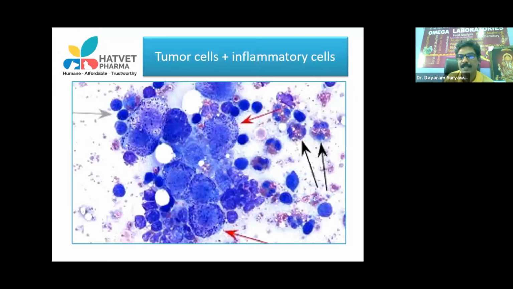Now here we can see some inflammatory cells along with the tumor cells. You can see the cytoplasm to nuclear ratio has become much wider, and no doubt there are inflammatory cells. Neutrophils are there, some of the round cells are lymphocytes, and some RBCs are there. So tumor cells plus inflammatory cells are present here.